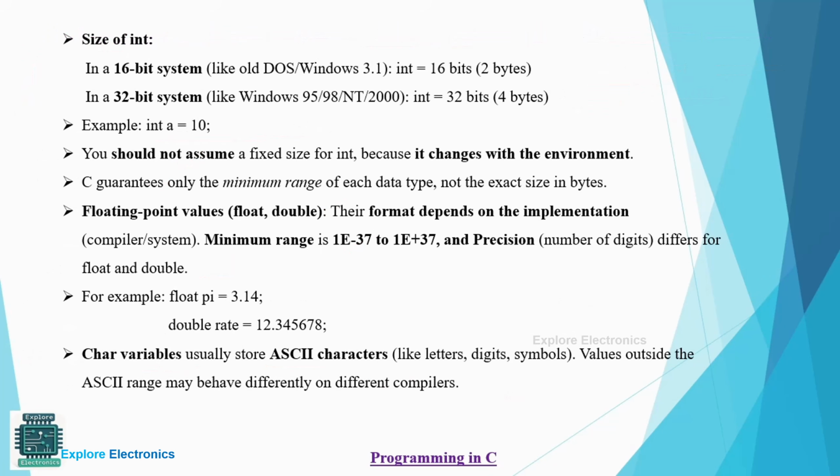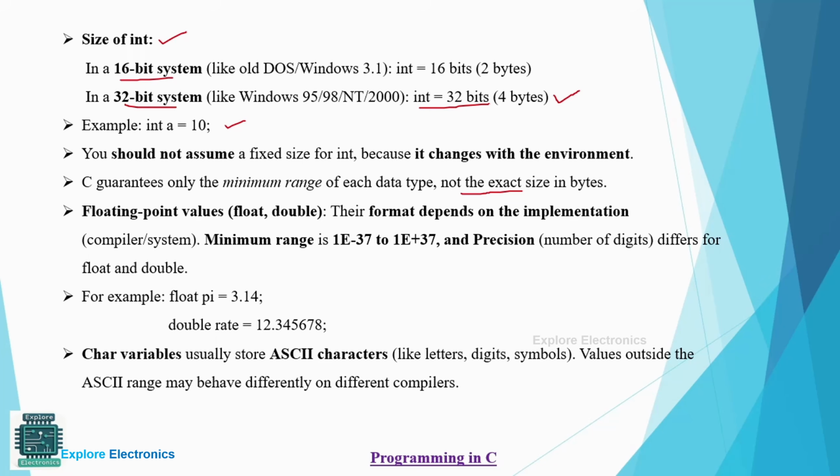The next data type is int. There are two systems: one is the 16-bit system and another is the 32-bit system. In a 16-bit system, int is 16 bits, that is 2 bytes. And in a 32-bit system, int is 32 bits, that is 4 bytes. The example for int is int a = 10. You should not assume a fixed size for int because it changes with the environment. So C guarantees only the minimum range of each data type, not the exact size in bytes.